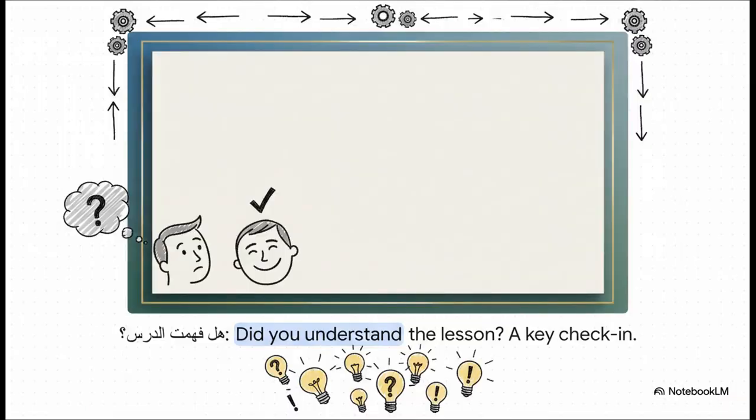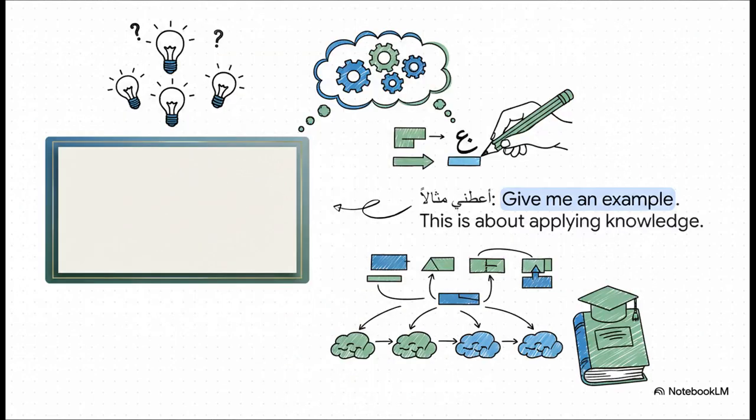Now, after explaining a new concept, any good teacher is going to check if it landed. They'll ask the class, هل فهمت الدرس? Or, did you understand the lesson? This is your big cue to either give a confident nod or get ready to ask for a little more help. And, to make sure you've really got it, they might ask for more than a simple yes. The teacher could say, أعطني مثالاً, which is give me an example. This is your chance to show that you don't just understand the idea, you can actually use it.